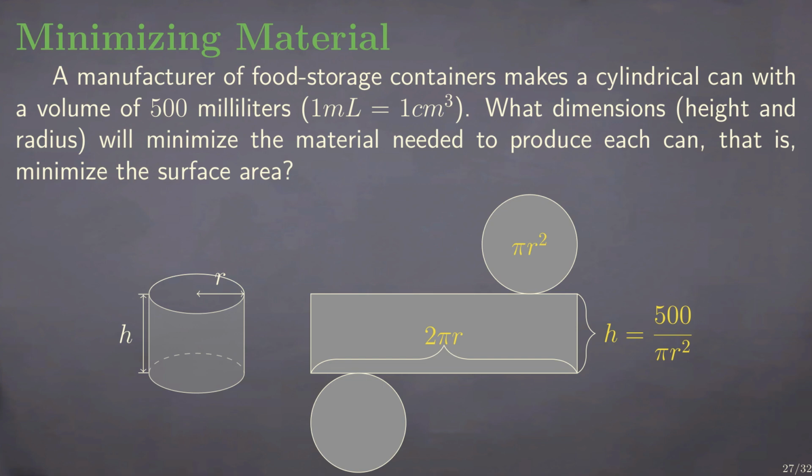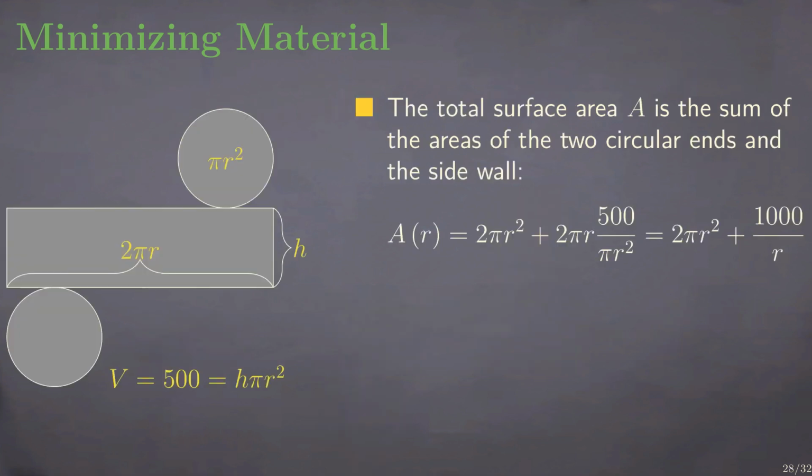So we see that the total surface area A needed to make the can is computed easily as follows. So it is the sum of areas of the circles and the rectangle, right?